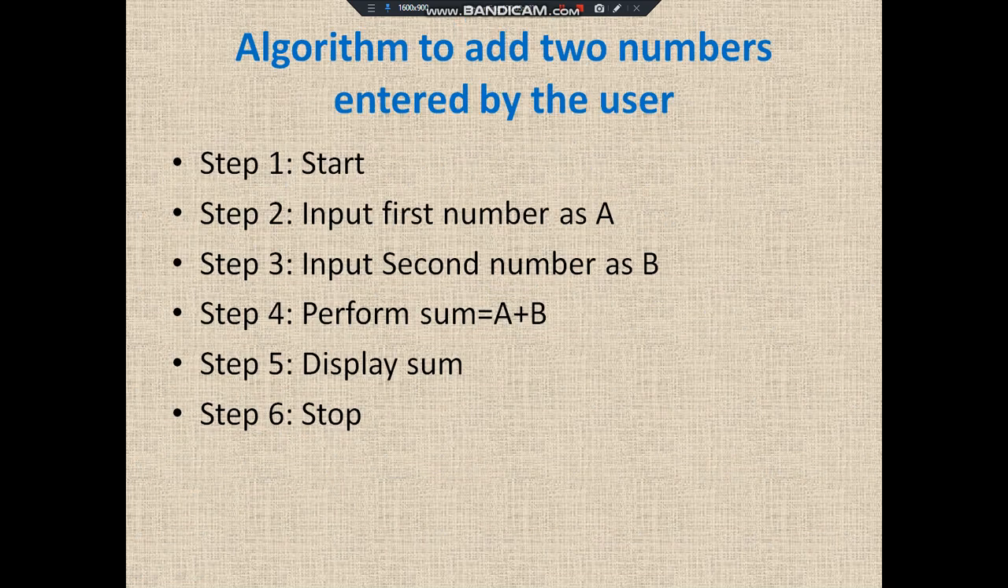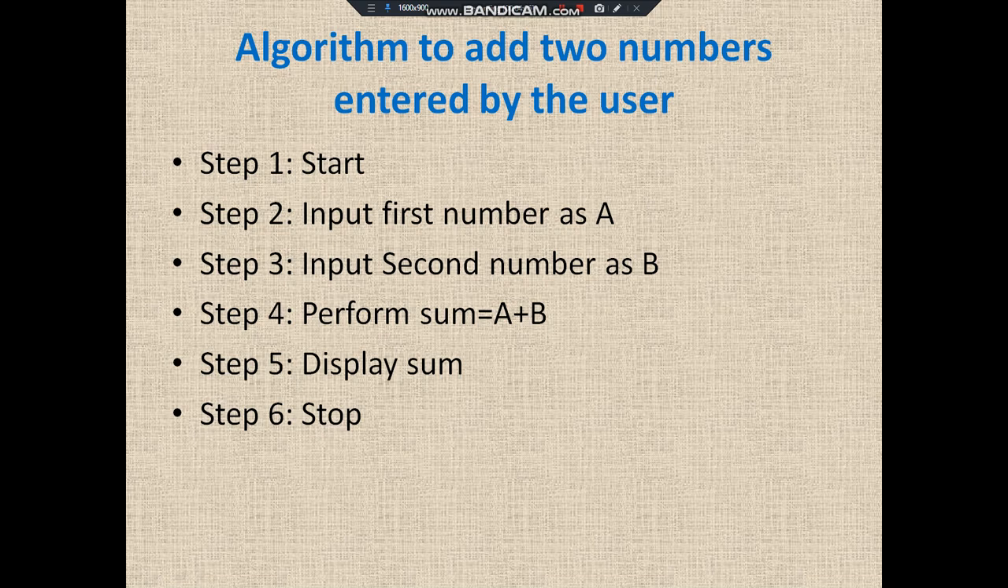So here one example is given: find the algorithm to add two numbers entered by the user. In case of an algorithm, you need to define the steps. So the first step in each and every algorithm will be start and the last step will be stop. Okay, and within these steps we need to add the steps with the help of which you will get the desired output for the particular problem. Here the problem is we need to add the two numbers which are entered by the user. So we need to start first.